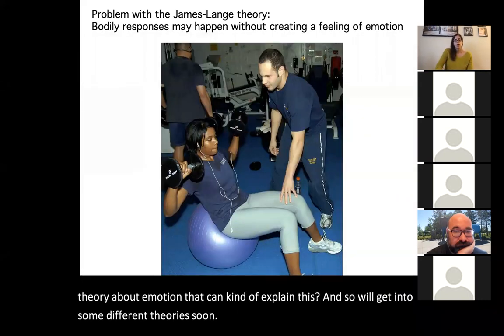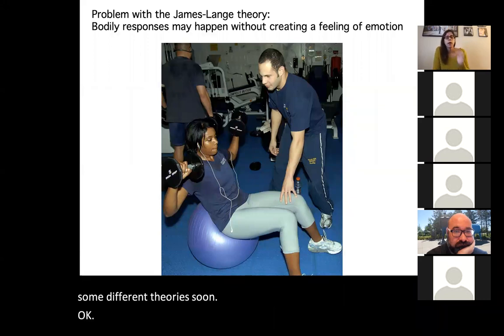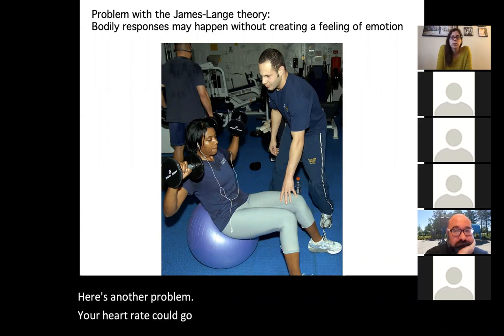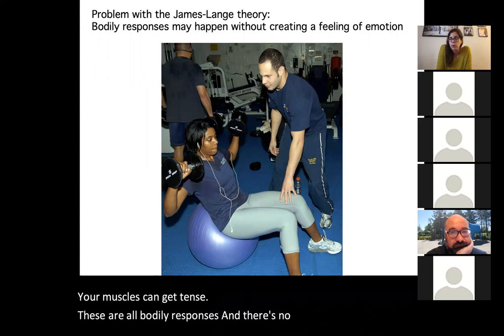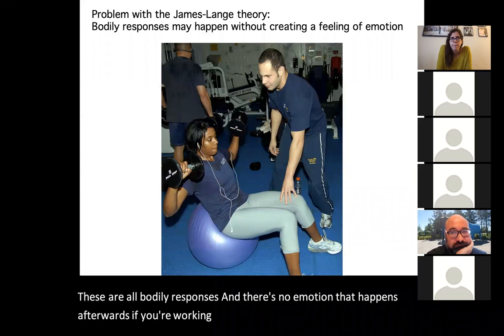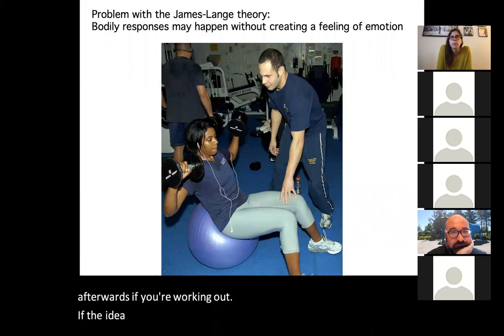Okay, here's another problem. Your heart rate could go up, your muscles can get tense. These are all bodily responses, and there's no emotion that happens afterward. So if you're working out, if the idea is once you feel these bodily responses, you feel a certain emotion, that doesn't happen all the time. So how can James Lange theory explain something like this exercise? Okay.